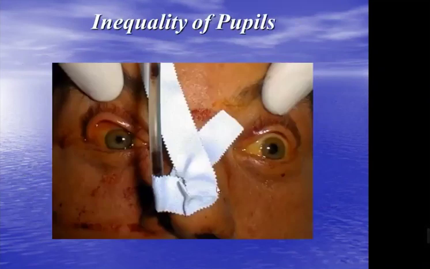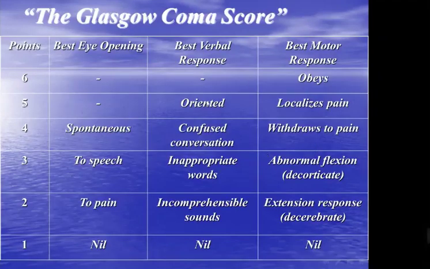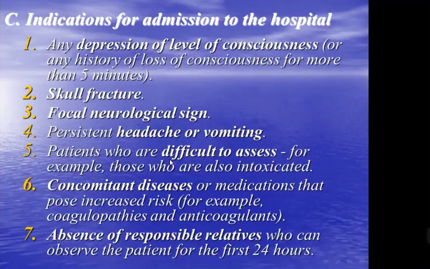For example, in the examination, you can see inequality of pupils. This is the enlarged pupil rather than this one. Also, you can see as well. Now, this is the Glasgow Coma score. I told you the details of it. I will not repeat it again because I mentioned it in the first lectures.